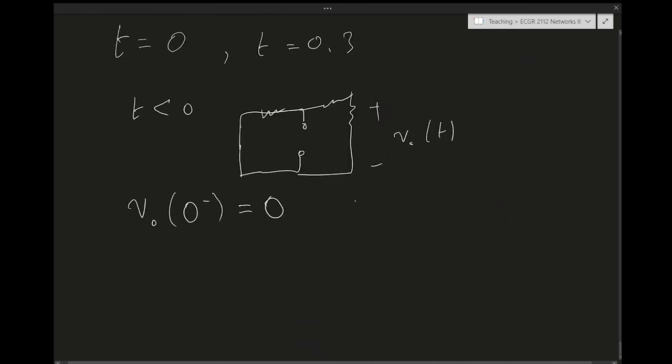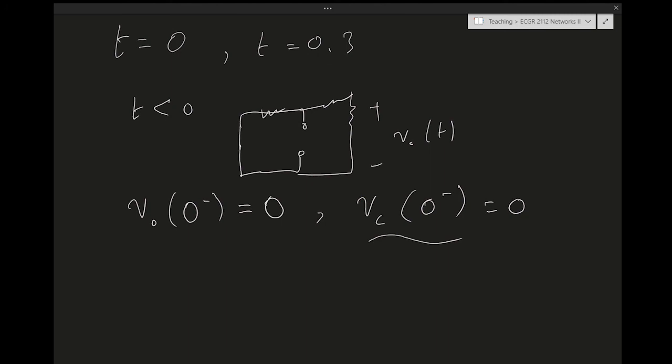And vC of 0 minus is 0. We need to keep track of how the capacitor voltage changes, because the capacitor voltage is the variable that's going to remain continuous. It's the variable that's not going to change before the transient and after the transient. It will maintain its value just before the transient and just after the transient.